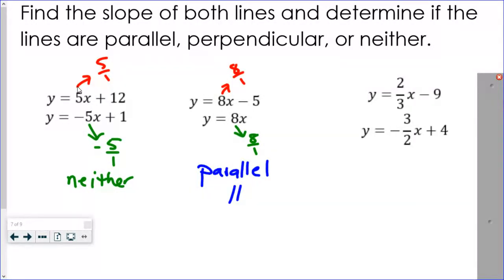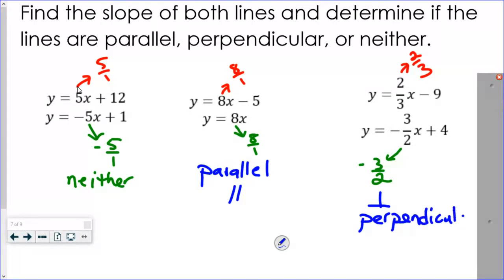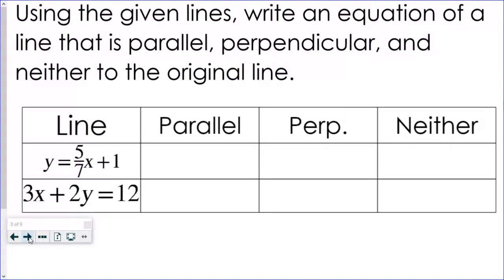Okay, and the last one, this is a positive 2/3. This is a -3 over 2. One is positive and one is negative, so they are opposites. Are they flip-flopped or reciprocals? Yes. So that tells me they are perpendicular. Okay. So again, parallel, perpendicular, or neither.